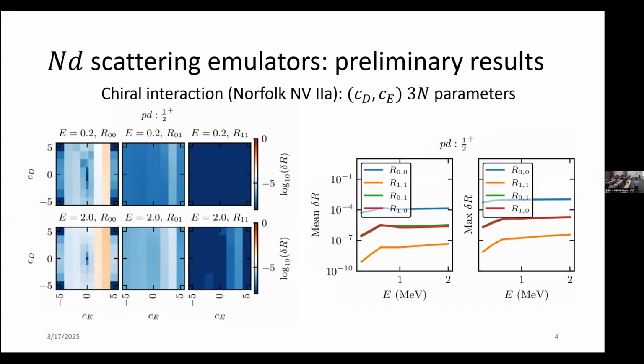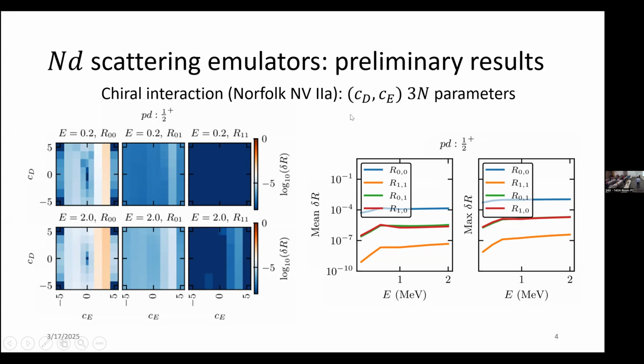So some results, I believe in the last meeting I didn't show this result because we didn't have them. This is about three-body interactions, two parameters, CD and CE. The plot is about a particular energy, 0.2 MeV, and for this particular 1/2 plus channel, there are two different waves, S wave and D wave.